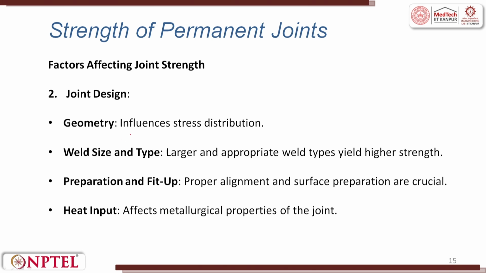Geometry of the joint largely influences the stress distribution. So, that is a very important factor. Weld size and type: larger and appropriate welds yield higher strength. Preparation and fit up: proper alignment and surface preparation, these two factors are crucial. Heat input affects the metallurgical properties of the joint.